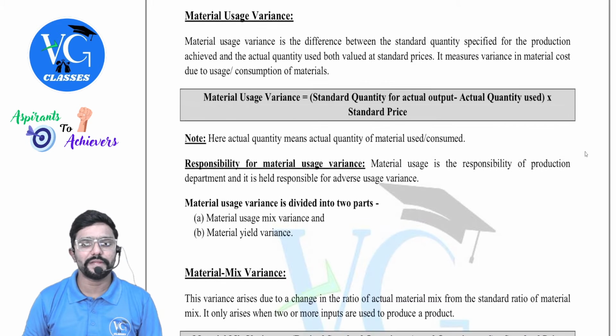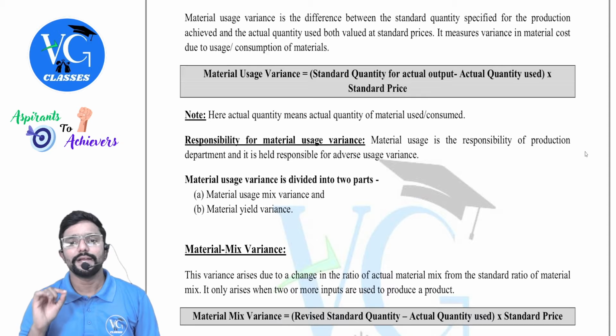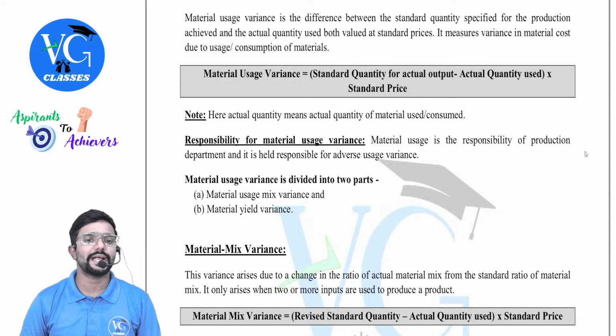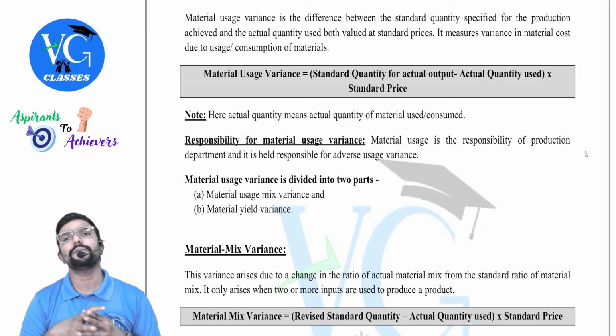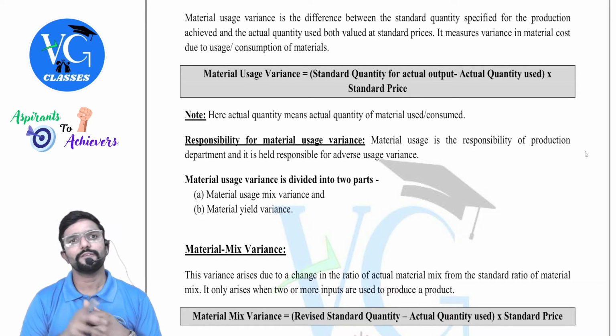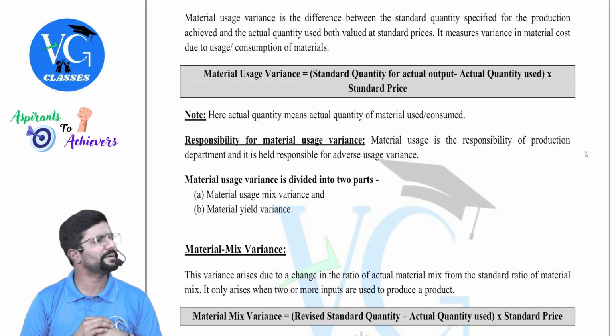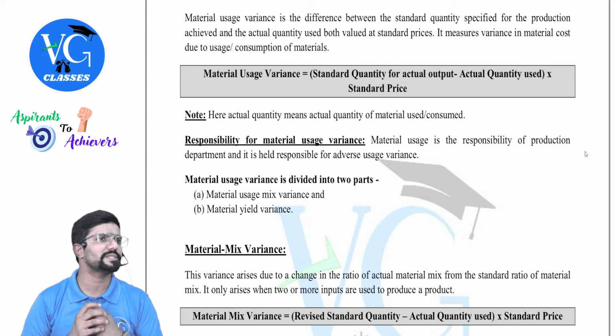Responsibility for material usage variance. Material usage is the responsibility of the production department, and it is held responsible for adverse usage variance. Material usage variance can be subdivided into two categories: material usage mix variance, or simply mix variance, and material yield variance. Please be careful, this we do only when we are using more than one category of raw material in the production process. If I am using only one kind of raw material, will we calculate mix variance? No, that is not possible.